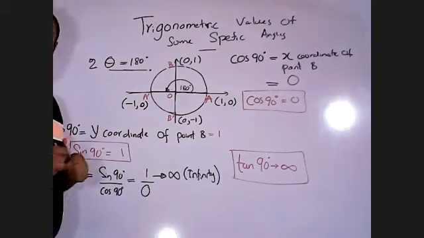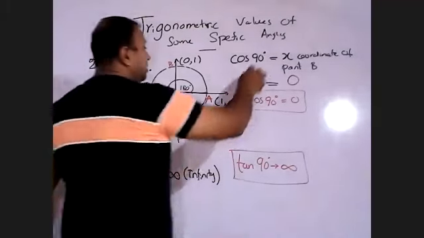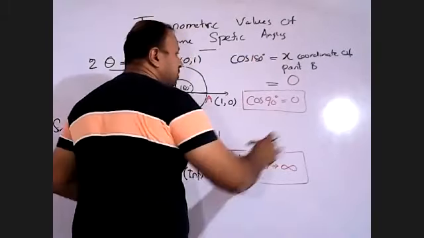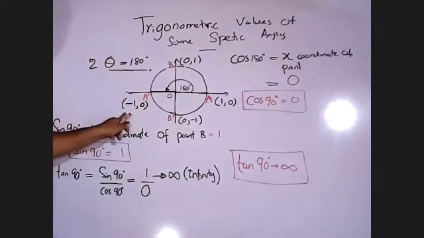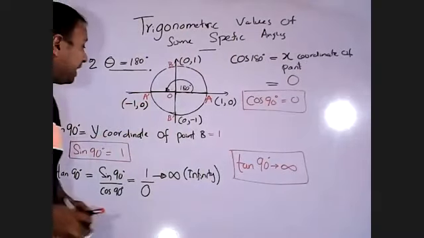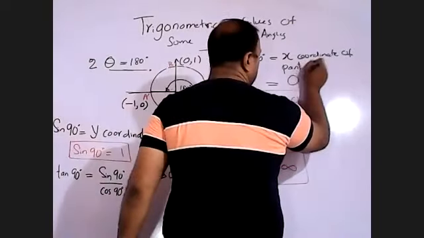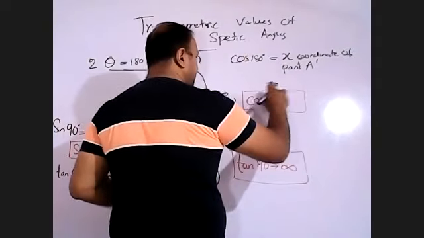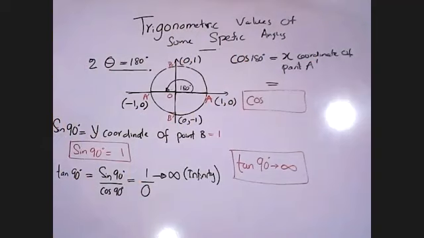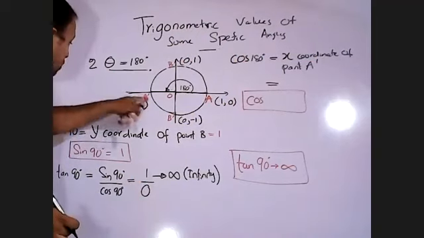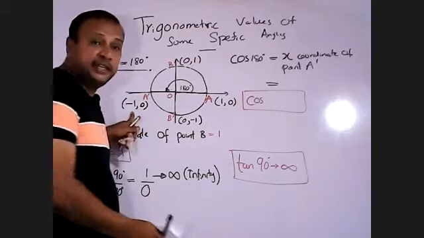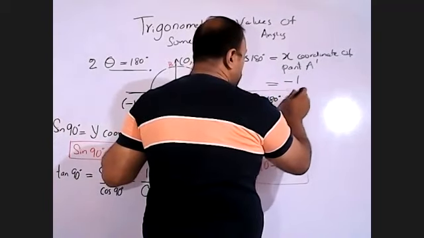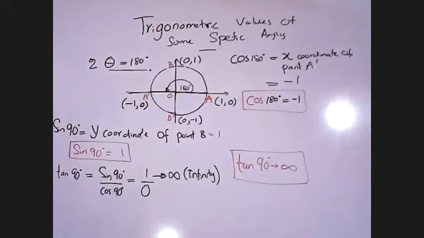Then I can write cos 180. Cos 180 is equal to the x coordinate of point A dash. So what is the x coordinate of point A dash? It is -1. So cos 180 is equal to -1.